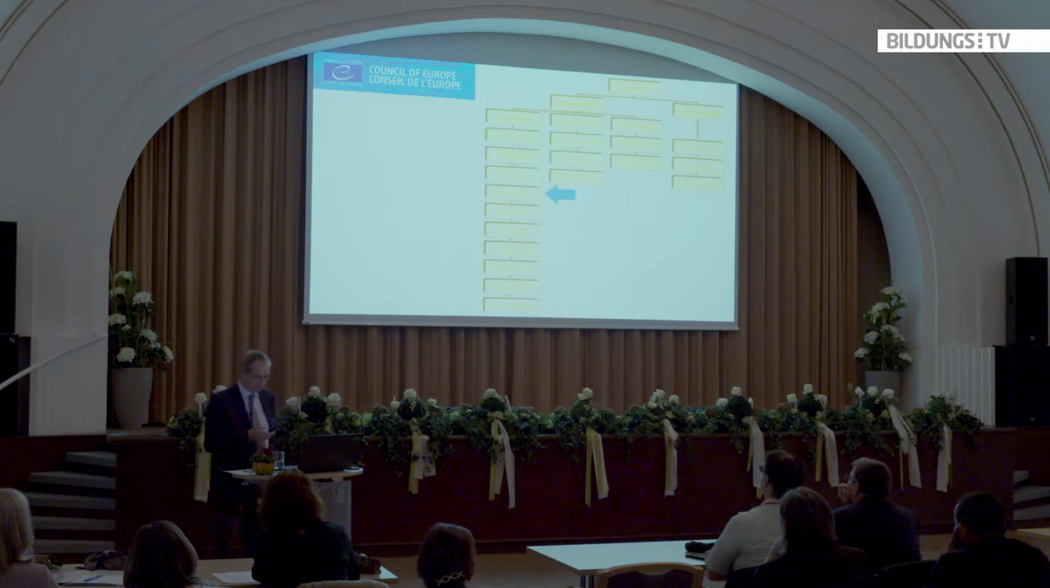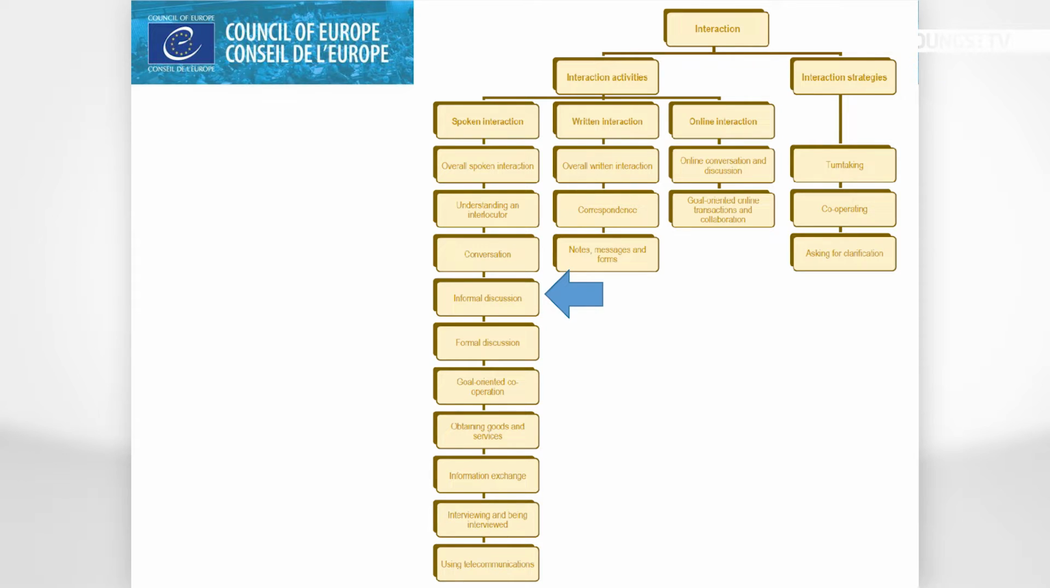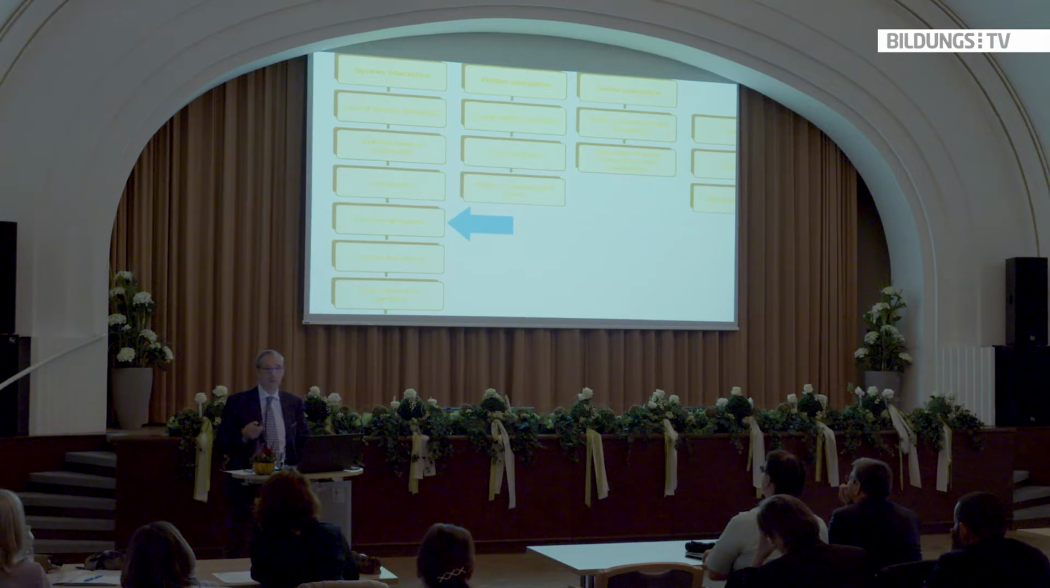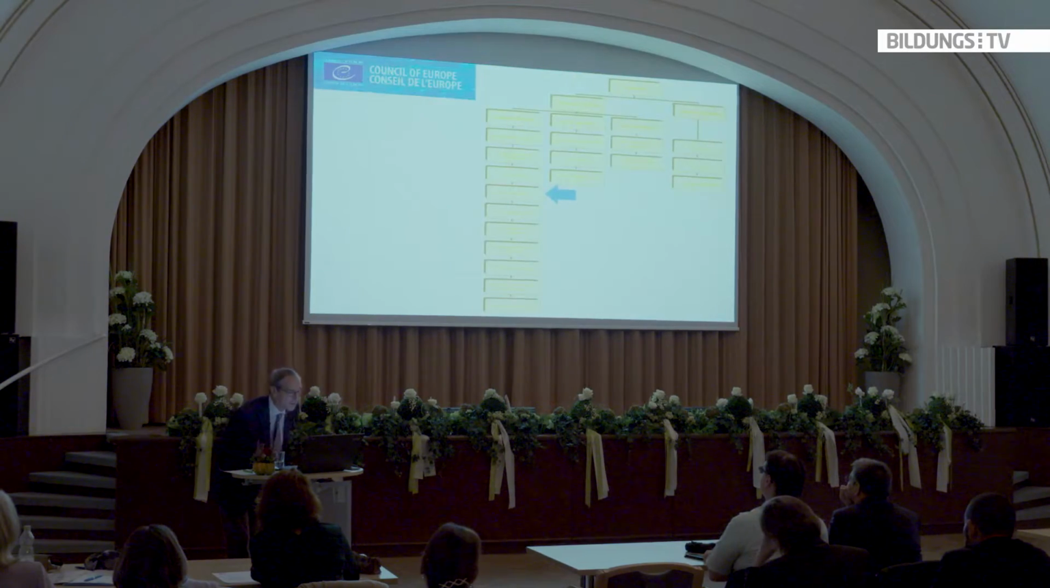So the framework, if you can't quite read that, is the family of descriptor scales for interaction. And if we zoom in a little bit, you can see that under spoken interaction, we have overall spoken interaction, then understanding an interlocutor, conversation, informal discussion with friends, formal discussion in meetings, goal-oriented cooperation, right? So even at this stage, you have the idea of goal-oriented collaboration on a project or something. And then I have to go back so I can read the others. I can't actually, but anyway.